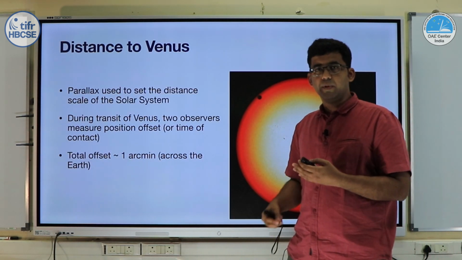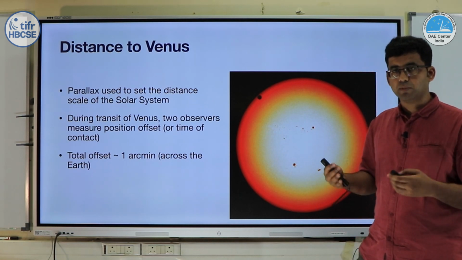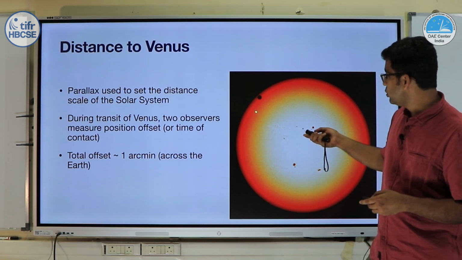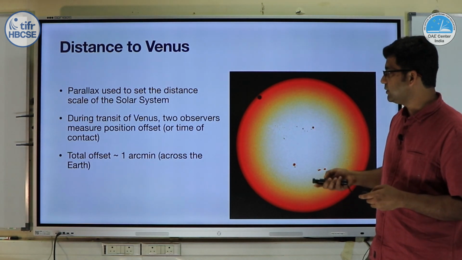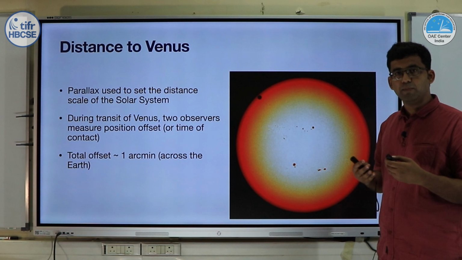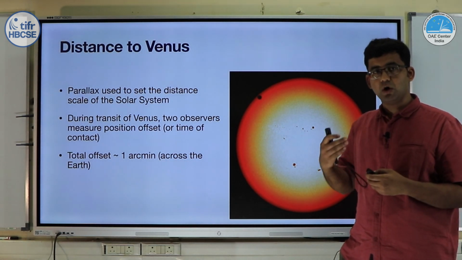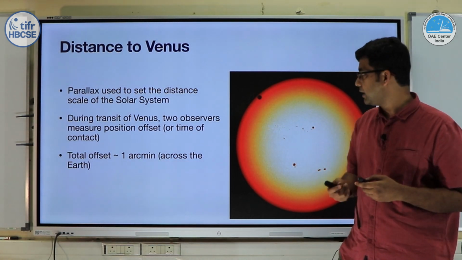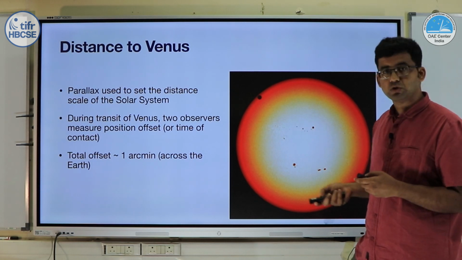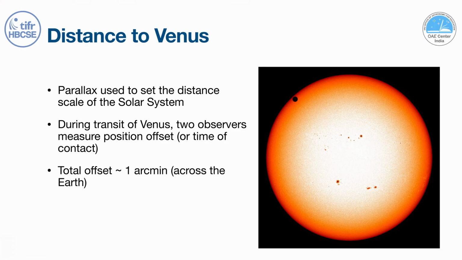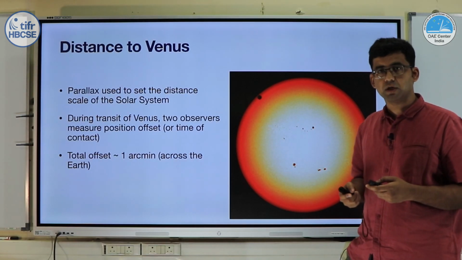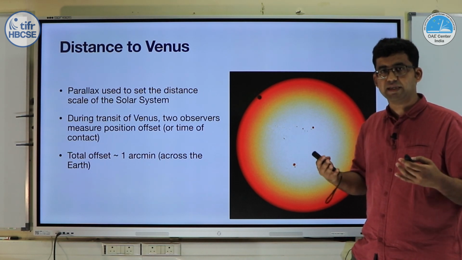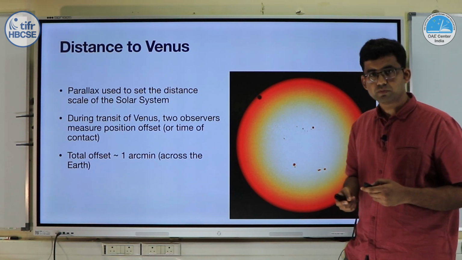This is also used for measuring distances of solar system objects. So, for example, if you look at the Venus transit, this is Venus transiting across the sun's disk, two observers on Earth can measure the position of Venus, or measure the time of contact equivalently, and figure out what the distance to Venus is. The total offset in this case is about 1 arc minute, which is 1/30th of the size of the sun, and it is fairly easily measurable. This is what was used to set the scale of the solar system.